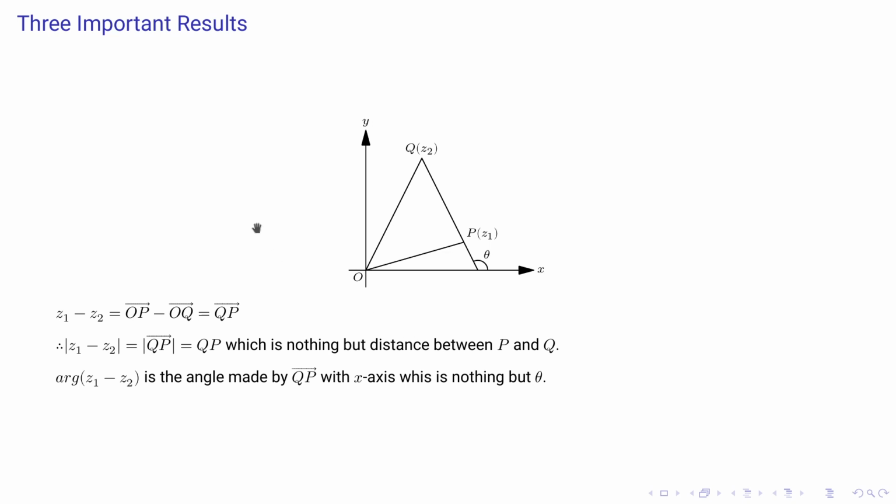Now I will go through three important geometric results of complex numbers. Suppose we have a complex number z1 and a complex number z2. Let's say that P represents z1 and Q represents z2. Then z1 minus z2 is equal to OP minus OQ, which is equal to QP. Once we have QP, the modulus is given by the length of QP. The argument of z1 minus z2 is the angle made by QP with the x-axis, which is theta.